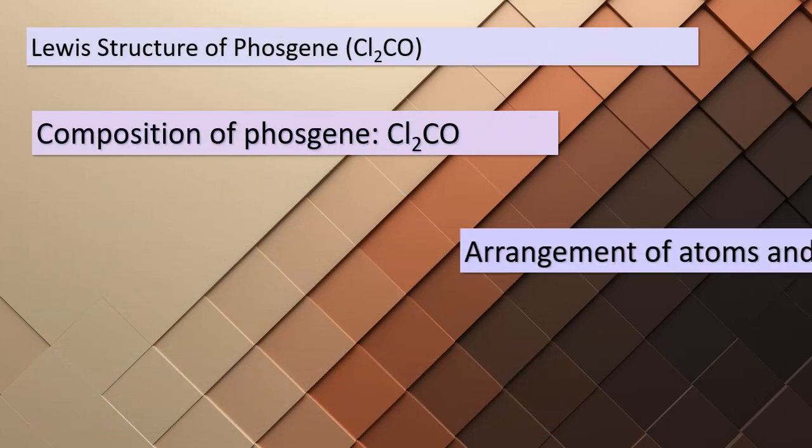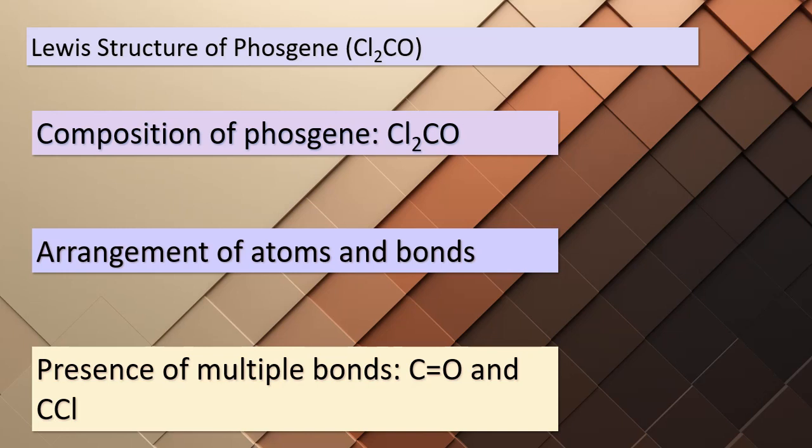Welcome back, everyone. Today, we're going to take a closer look at the Lewis structure of a specific molecule, phosgene, with the chemical formula Cl2CO. In this compound, you can see the arrangement of atoms: 2 chlorine atoms, 1 carbon atom, and 1 oxygen atom.